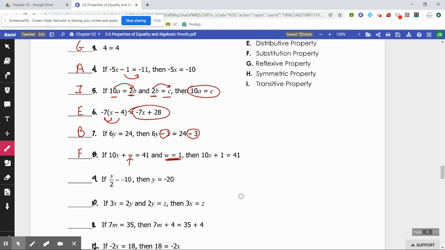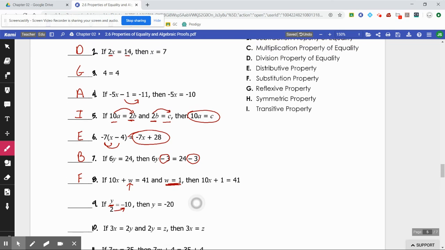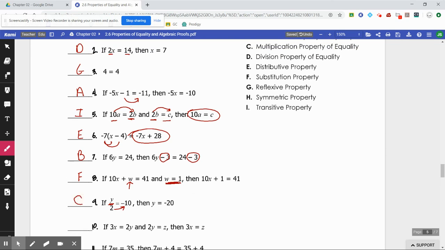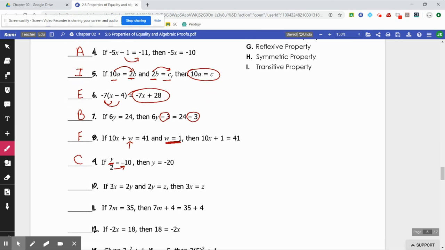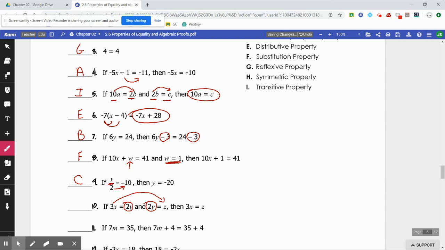That's substitution. Y divided by 2 is negative 10. We move that 2 over, since this is dividing, by multiplying both sides by 2. That's going to be your multiplication property of equality. That is C. Number 10, if 3x is 2y, and we know that 2y is also equal to z, then we know that 3x is equal to z. Again, that is called the transitive property.